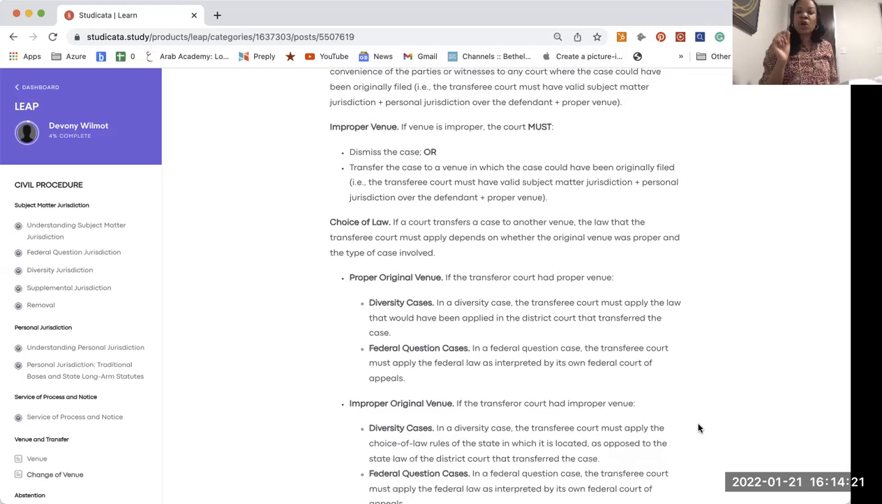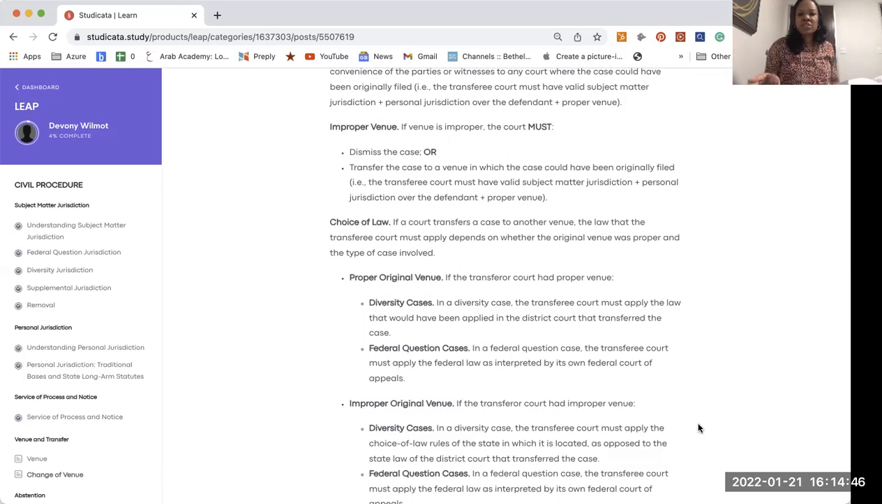All right, so proper original venue. If the transferor court had proper venue, so where you came from, if the venue was proper there, then you have diversity cases. In a diversity case, the transferee court, the court where you're going, must apply the law that would have been applied in the district court that transferred the case. So even though you're over here in the new court, in a diversity case, you have to apply the law of the old court.